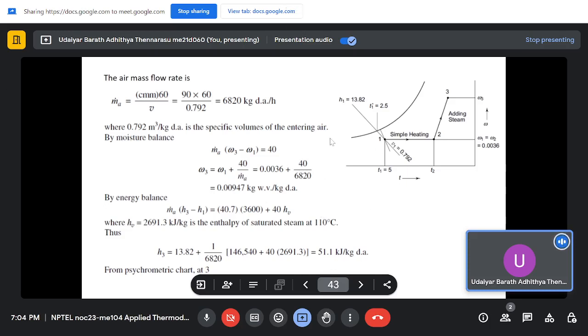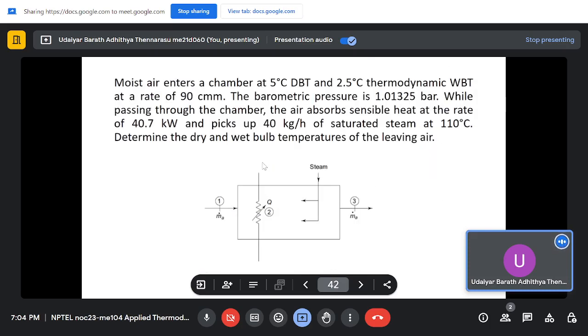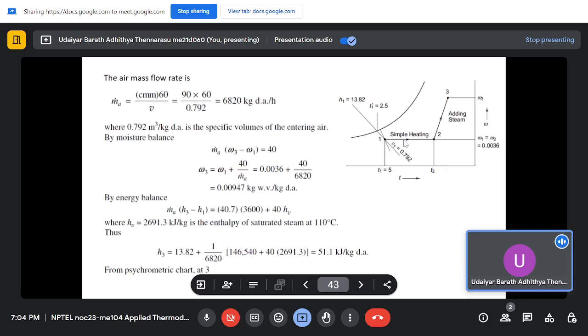This is the process on a psychrometric chart. 1 to 2 is sensible heating around the coil. You are putting a heater, so you have sensible heating, your specific humidity is not varying, you are just increasing the temperature, so sensible heating, 1 to 2. Then you are adding steam. In this case there will be heating as well as humidification, so 2 to 3 is the steam addition process.